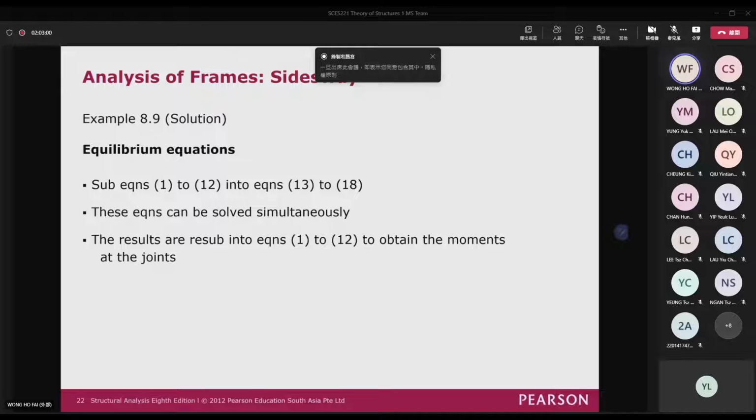Okay, so for this one, actually, you have learned one more method to solve for the indeterminate structures. And then today we will introduce one more method, which is actually a very powerful method to solve for, again, the indeterminate structures, again, for the member end moment.